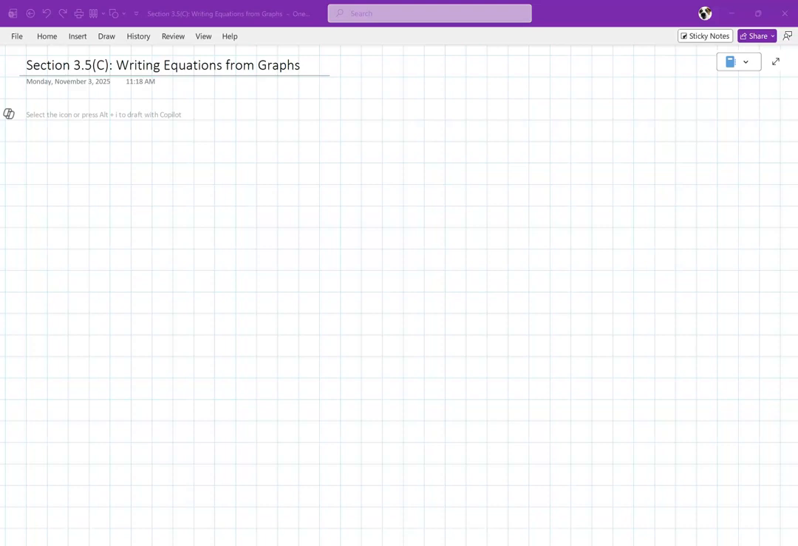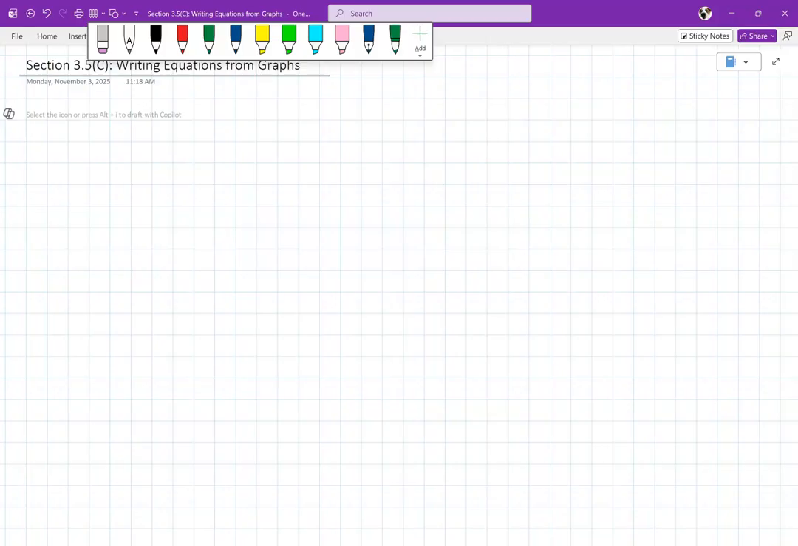All right, so section 3.5, part C, the last part of section 3.5, is about writing equations from a graph. So I'm going to give you a picture, and then based on the picture, you should be able to give me a relatively close equation, or a representation of an equation, to that picture. So the way you're going to do it is based on the solution.